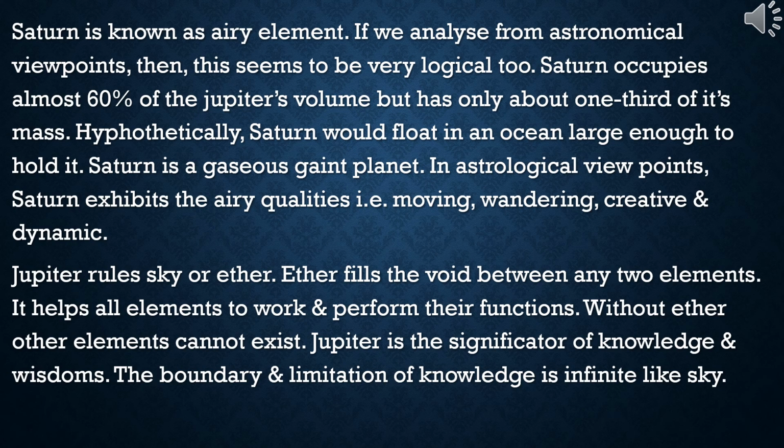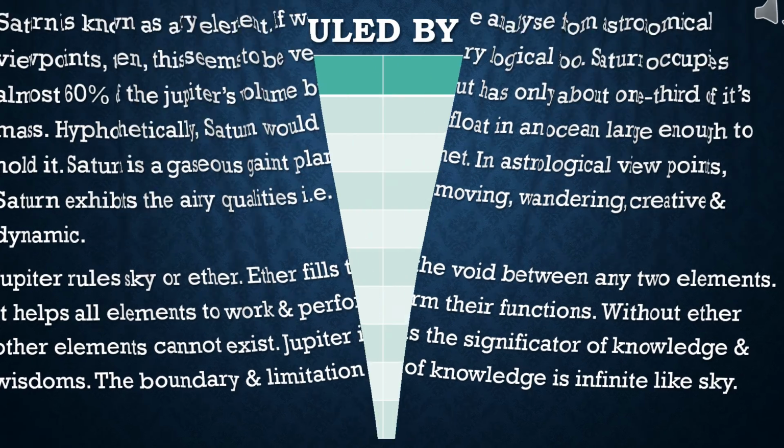Jupiter rules sky or ether. Ether fills the void between any two elements. It helps all elements to work and perform their functions. Without ether, other elements cannot exist. Jupiter is the significator of knowledge and wisdom. The boundary and limitation of wisdom is infinite like the sky.